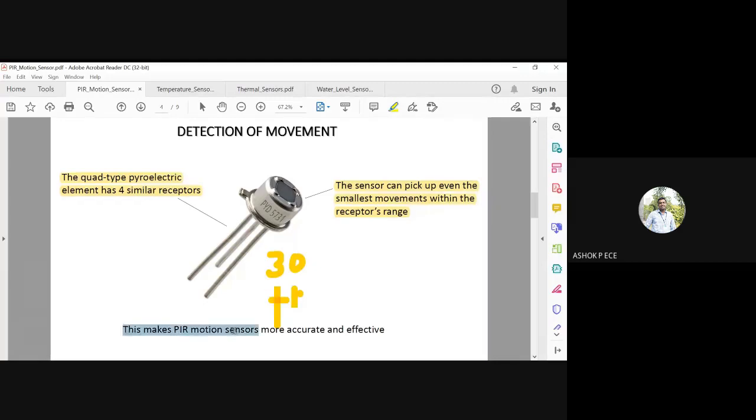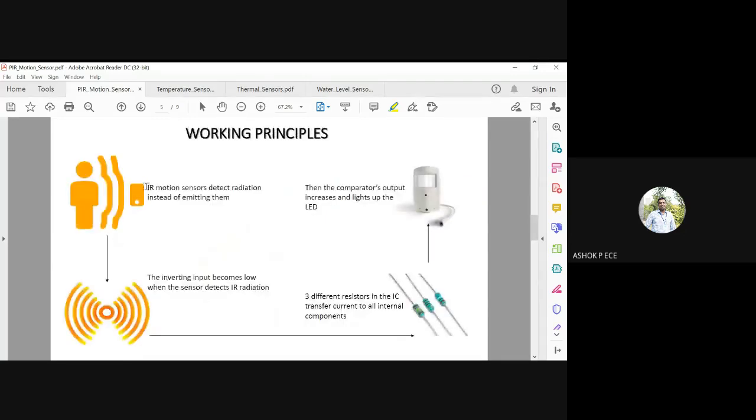So this makes the PIR sensors more accurate and effective. Compared to a CCTV camera detecting by viewing image or video, this will immediately provide the result that there is some human activity around the sensor. So that can be detected very easily using the PIR sensor. It's very simple. The operation, you see, the IR motion sensor detects the radiation instead of emitting it. Usually we detect obstacles by sending an IR ray, IR radiation, and then receiving the IR radiation, and we make a conclusion. But here, instead of emitting them, we are going to detect the IR rays coming from the target sources.